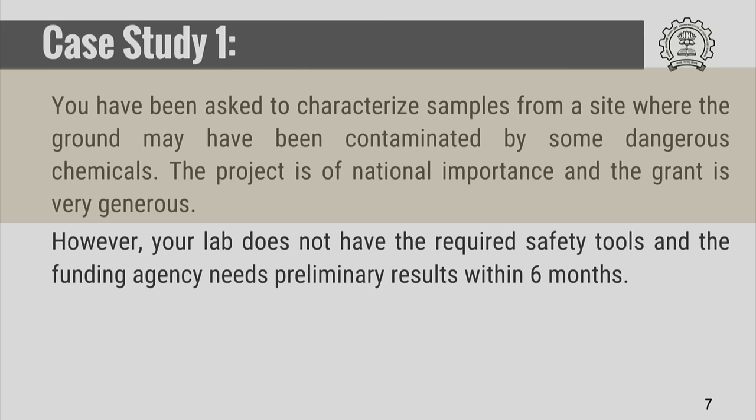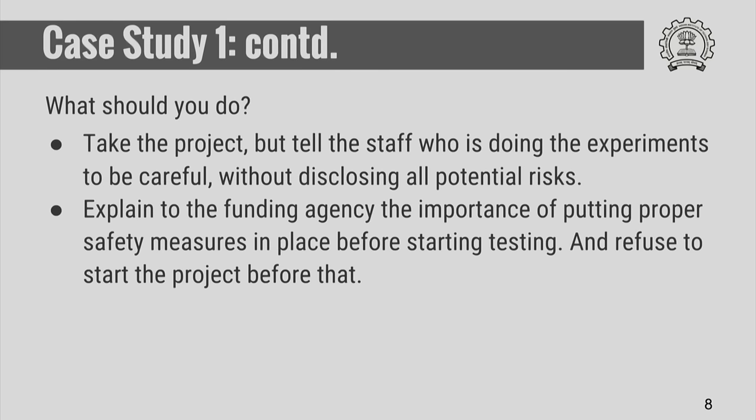Now, the project is of national importance and the grant is very generous, but you don't have the safety tools. So you need to put in place some measures so that people who work on these things are not affected by the contaminant, but that will take time and the funding agency says they want preliminary results within 6 months. What do you do? Well, you have a few options.